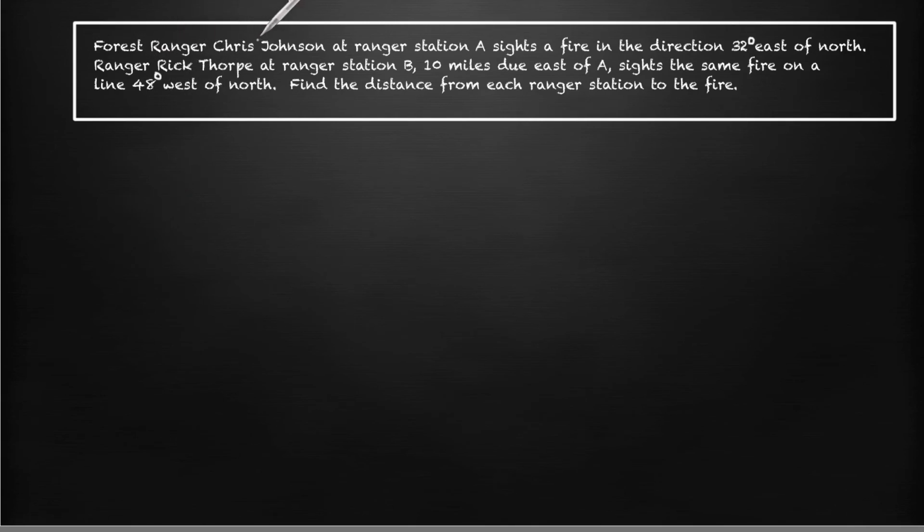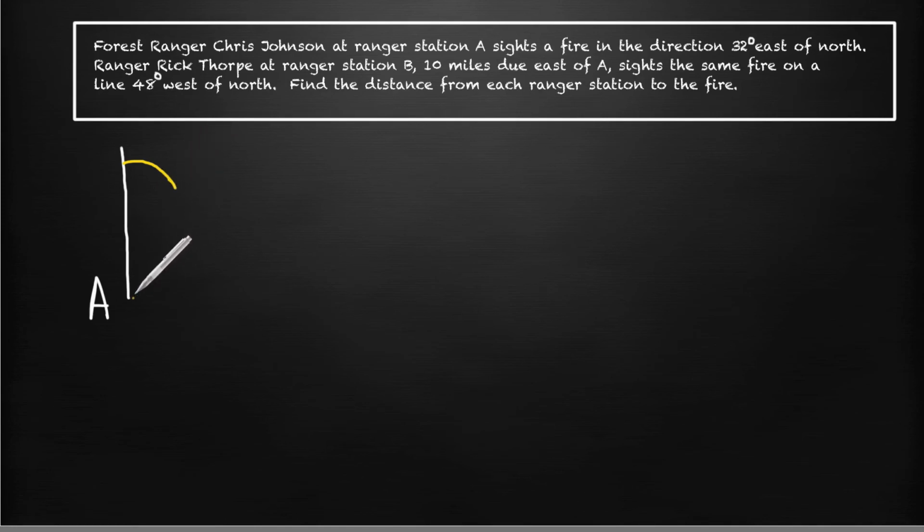Forest Ranger Chris Johnson at Ranger Station A sights a fire in the direction of 32 degrees east of north. So let's talk a little bit about what that degree measurement is. East of north means start from the north and rotate east. So let's say this is Fire Station A, and this is north. That means he is spotting a fire that is 32 degrees east of north.